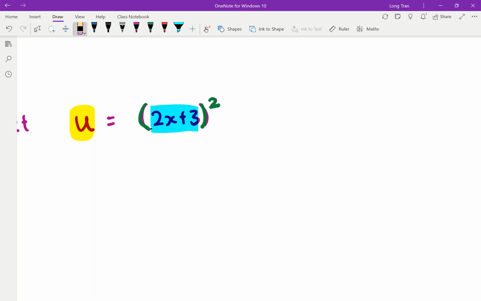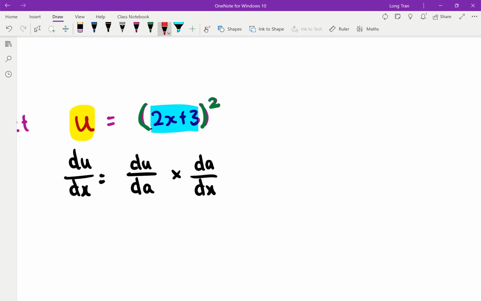So here to differentiate this, what we wanted was du/dx. So I'm going to now introduce another variable so that I can do the chain rule, essentially a fourth variable, du/da times da/dx. That means the da's, that next variable I'm going to introduce, will cancel out, and then I can find du/dx, right? That's the idea. So how am I introducing this third variable?